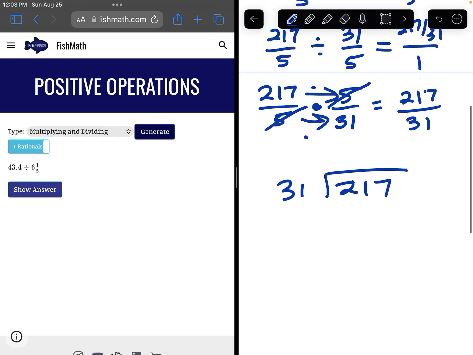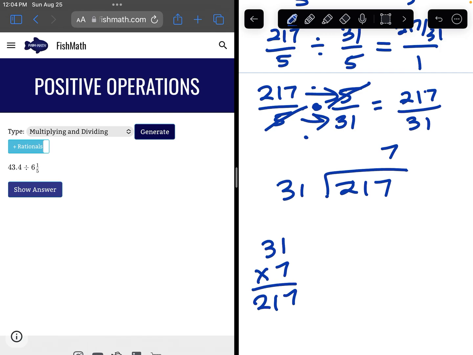Long division. So I'm thinking about 21. I'm thinking about 30, or 3. 21, 3. I'm thinking it's probably 7. Because if you do 7 here, 31 times 7, 7 times 1 is 7, 7 times 3 is 21, boom, 217.